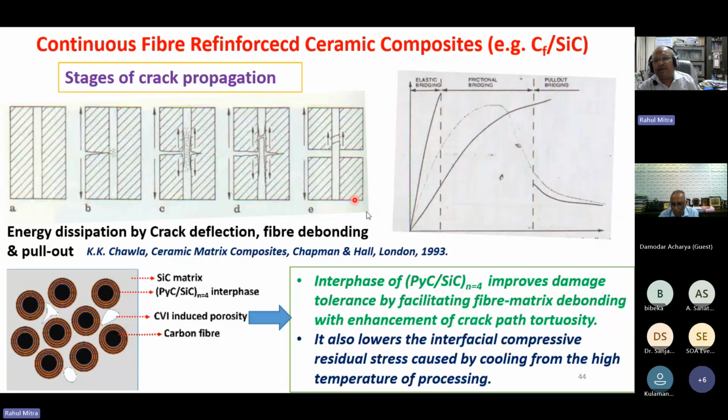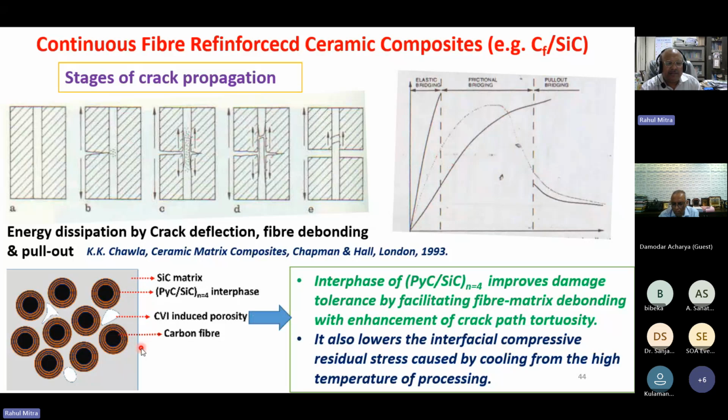So because the crack path becomes tortuous, there is a lot of deviation from linearity. If the crack path would have gone straight, the load displacement curve would have been straight like this. It should have gone up and come down. But here it doesn't happen. It goes up slowly, deviates from linearity, and comes down gradually.